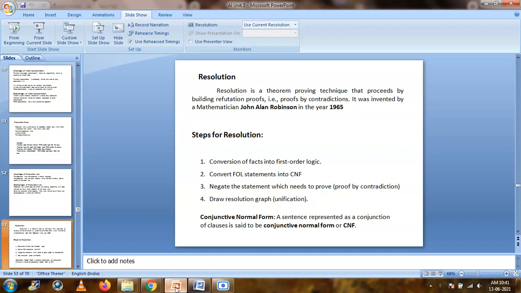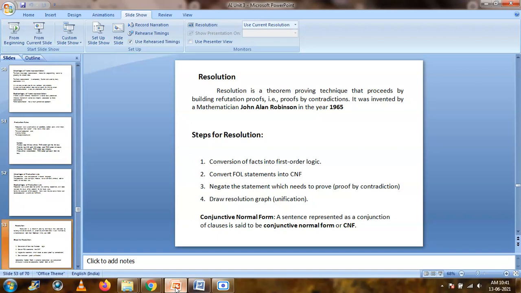Okay, Unit 3, Artificial Intelligence: Resolution. Resolution is a theorem proving technique invented by mathematician John Alan Robinson in the year 1965. So, steps for resolution.